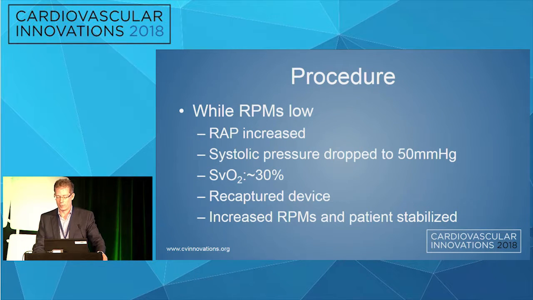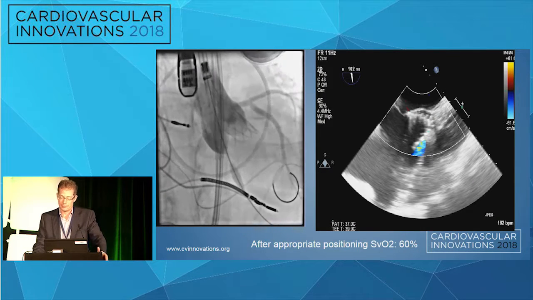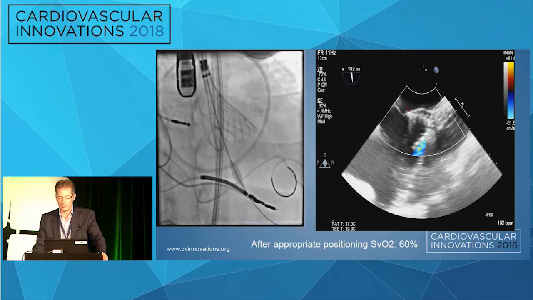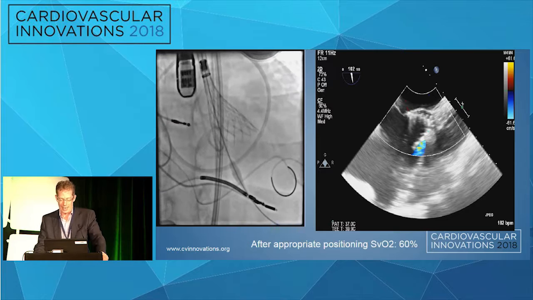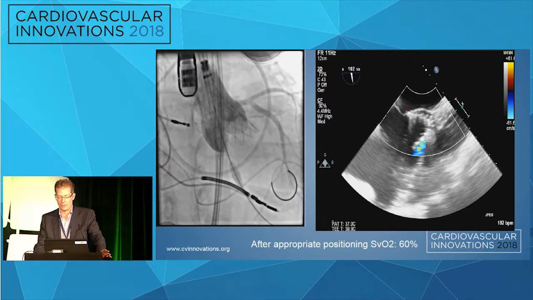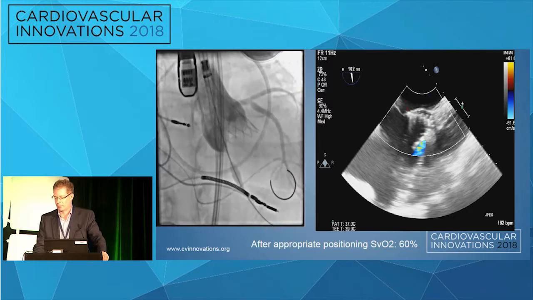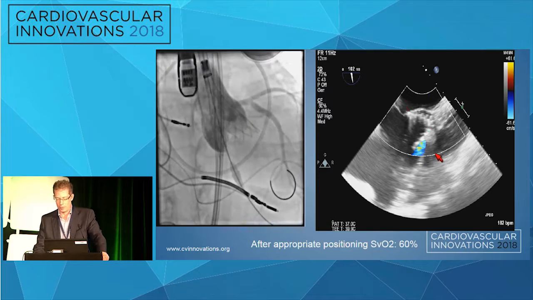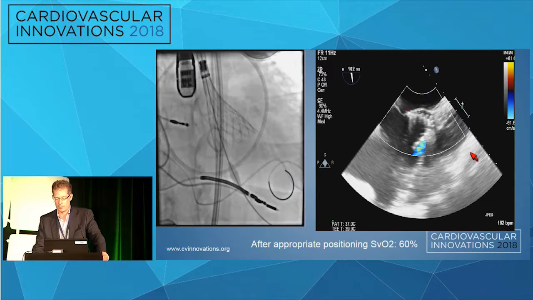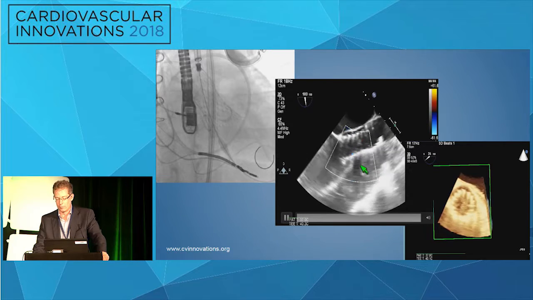So we increased the RPMs one more time, and we figured that this time around, we were just going to do it at a normal speed. So either we were lucky or everybody provided the right amount of traction, but we finally were able to land the valve well and deploy it to at least the 80% level. And immediately as we did that, the SVO2 increased to 60%. And as you can see here, there was just a trace amount of aortic insufficiency still when we were not fully expanded. We went ahead and deployed it completely, and this is what our end result looked like.